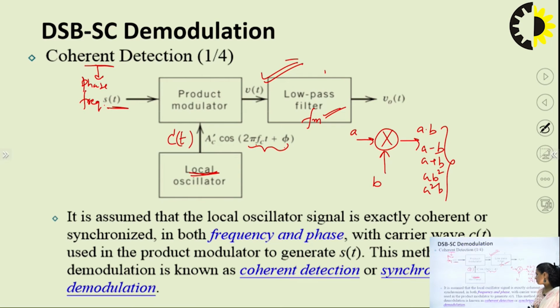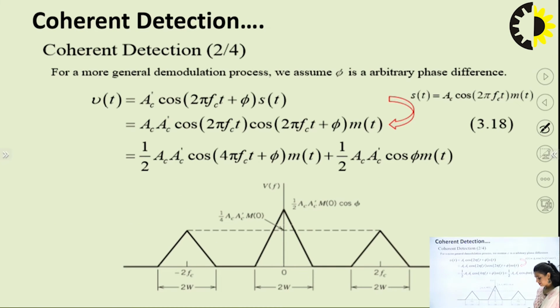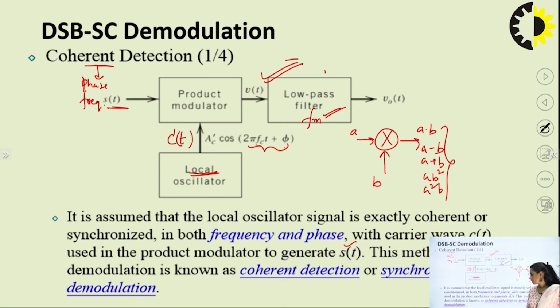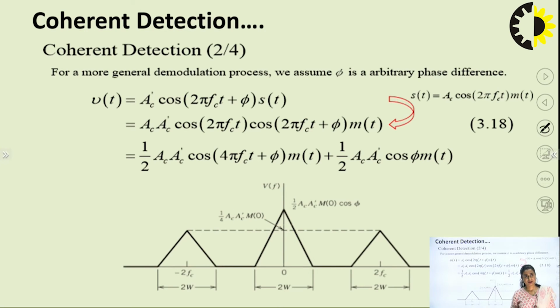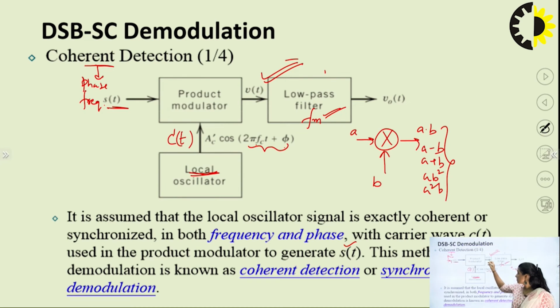It is assumed that the local oscillator signal is exactly coherent or synchronized in both frequency and phase with the carrier wave c(t) used in the product modulator to generate s(t). This method of demodulation is known as coherent detection or synchronized demodulation. It is also called synchronized demodulation, because here my demodulator is well synchronized with my transmitter. Although they are geographically separated, we have tried to maintain the synchronization. So let's see it in a little more detail. If I see, this is my v(t). What is my v(t)?